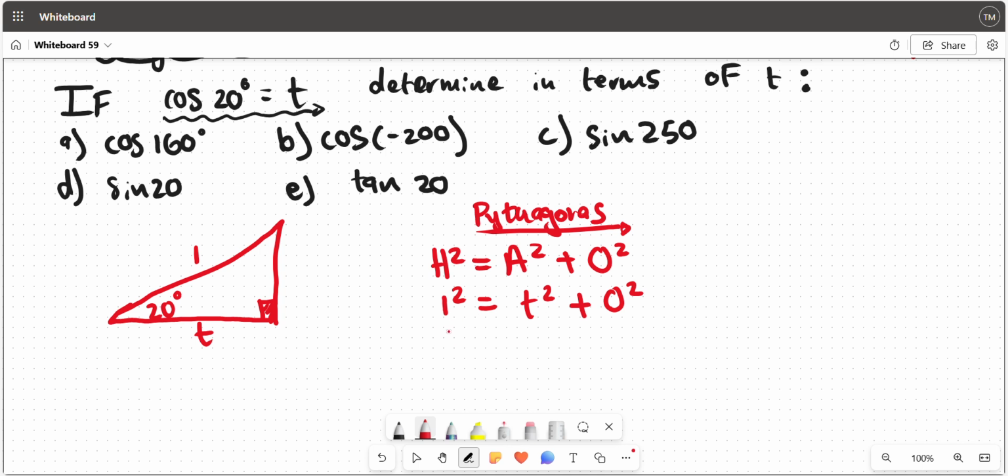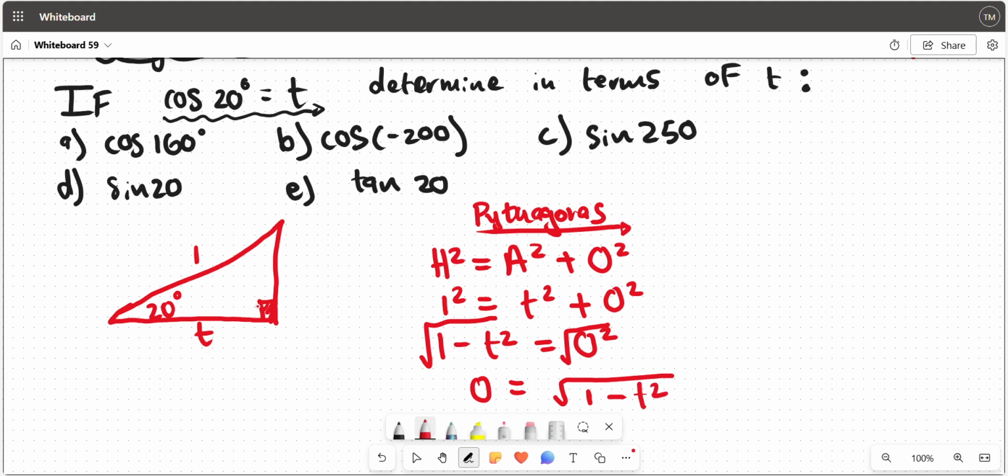1 squared is just 1. If I take this t squared over, it becomes 1 minus t squared is equal to opposite squared. Then at this point, I square root on both sides. And so my opposite is actually equal to the root of 1 minus t squared. So the side here in my triangle is the root of 1 minus t squared.